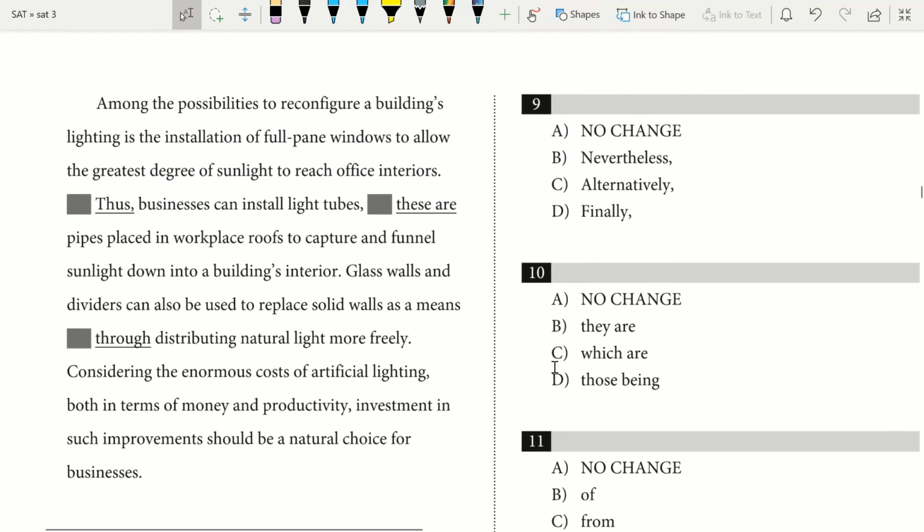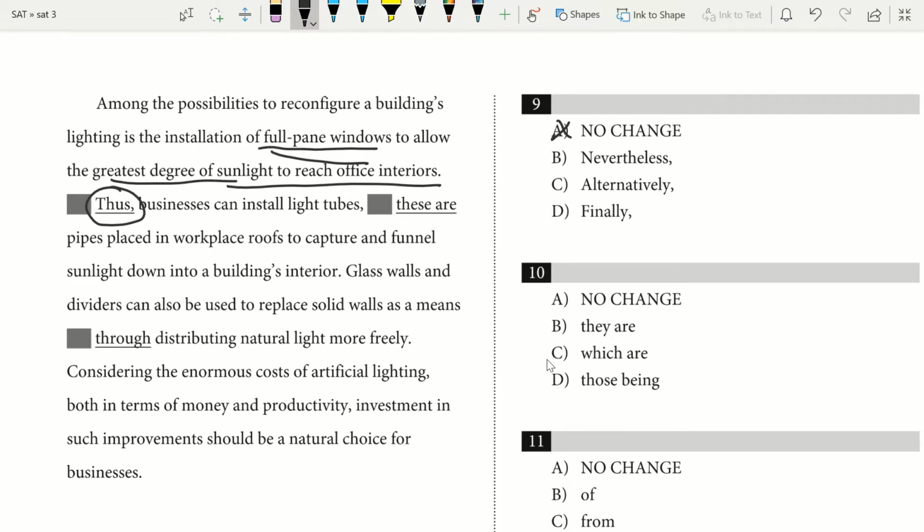All right. "Among the possibilities to reconfigure a building's lighting is the installation of full pane windows to allow the greatest degree of sunlight to reach office interiors." Okay, now we have a word underlined at the beginning of a sentence, which means we're looking for a transition from our previous sentence into the sentence we're on. So we have "thus, businesses can install light tubes." Well, we just talked about full pane windows allowing more sunlight to reach office interiors. So we can't say "thus businesses can install light tubes," because we would want businesses to install full pane windows, right, if we want the greatest degree of sunlight. So "thus" isn't going to work.